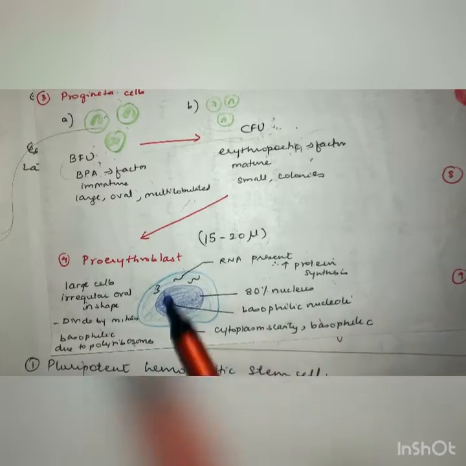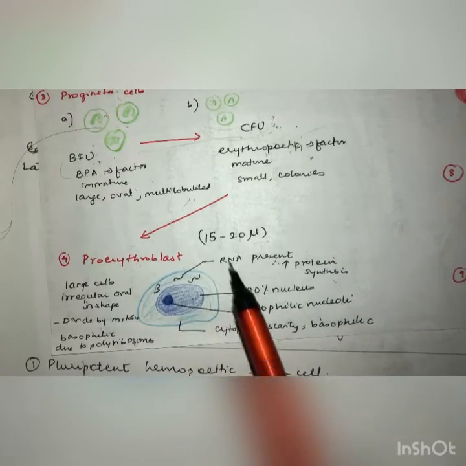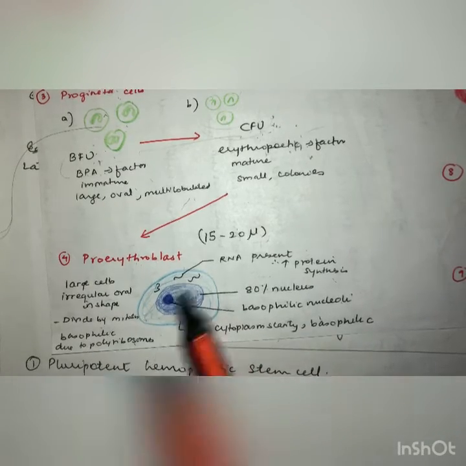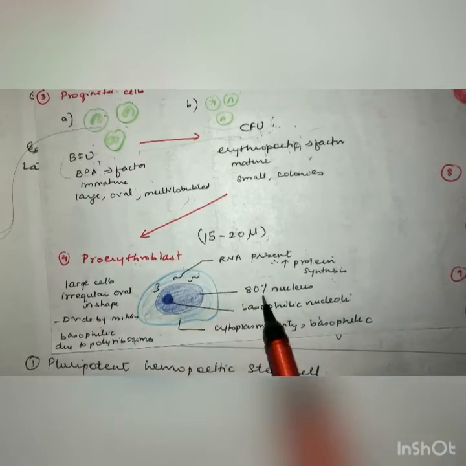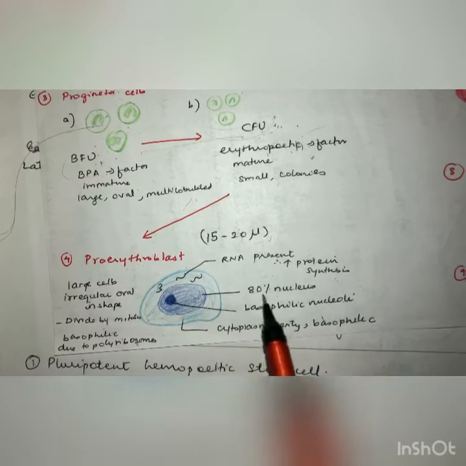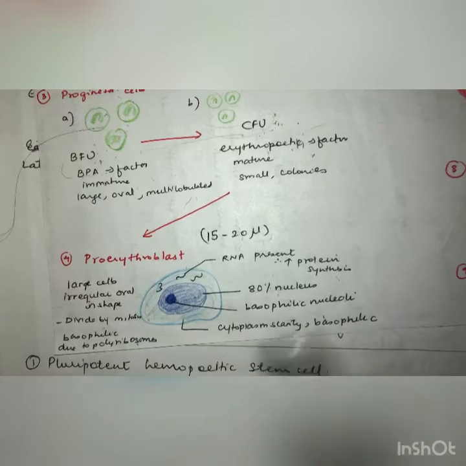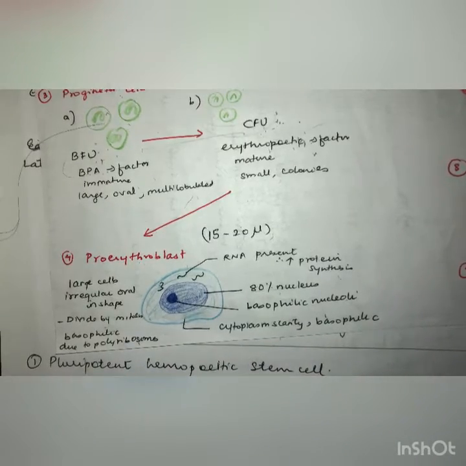So, large cells, irregular, oval in shape, they divide by mitosis. It has a nucleus which occupies 80% of the cell. It has a basophilic nucleoli, and the cytoplasm is scanty, and it is again basophilic.